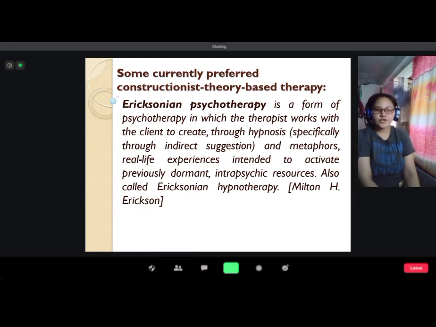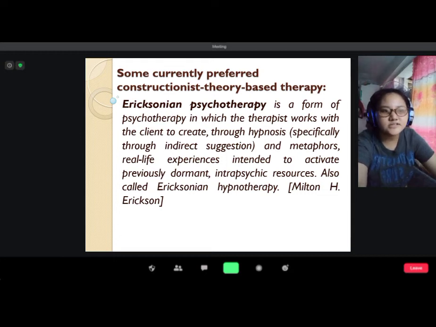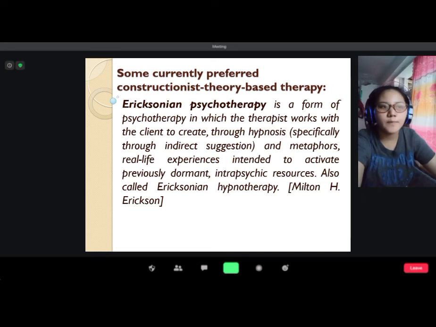It is a form of psychotherapy in which the therapist works with the client to create through hypnosis. Dr. Erickson spent many years developing effective and practical methods of treatment, which may or may not involve the formal induction of trance. Dr. Erickson described the therapy as a way of helping the patients extend their limits, having spent his own life doing just that.